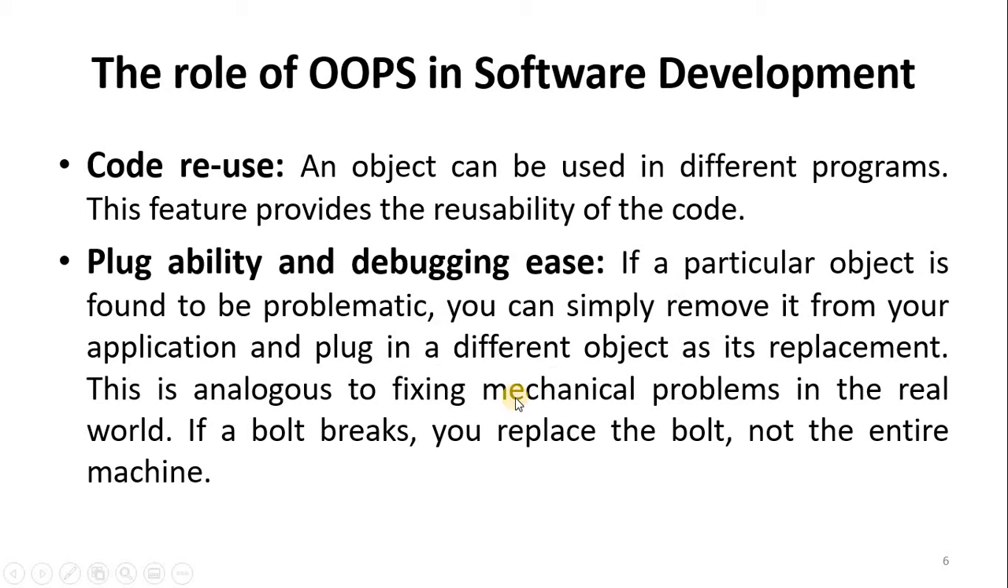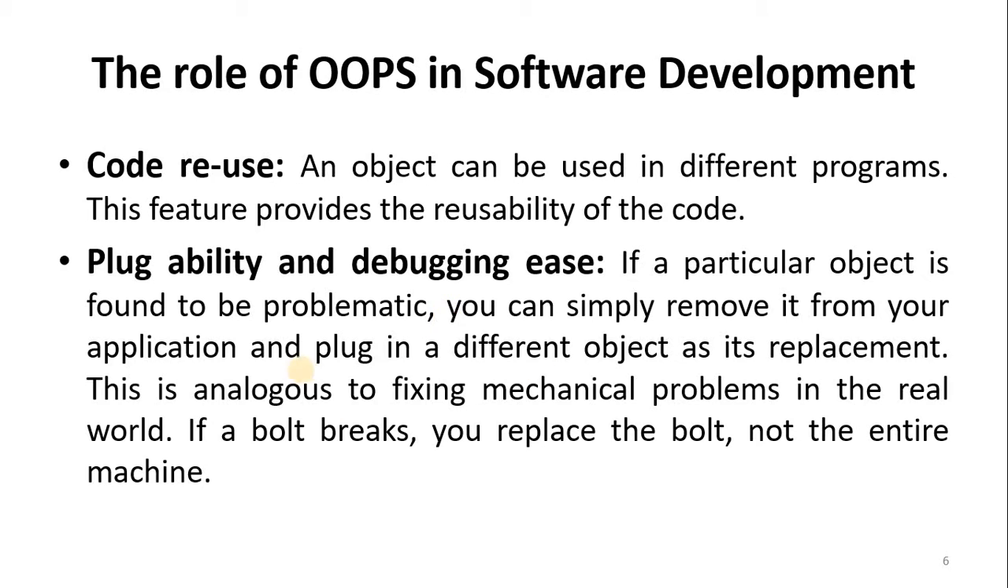If we want to add any other project, we can add that object. So this is pluggability. Okay, how are we going to debug? For example, you have some problem with some particular object. That object we can simply remove, and we can add new code with a new object. So it is very easy.